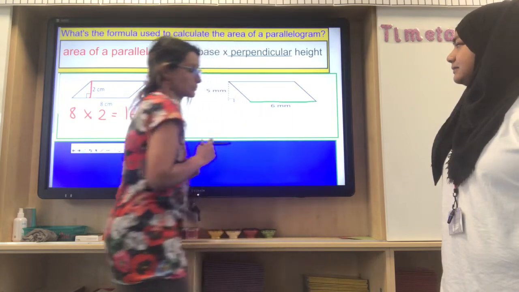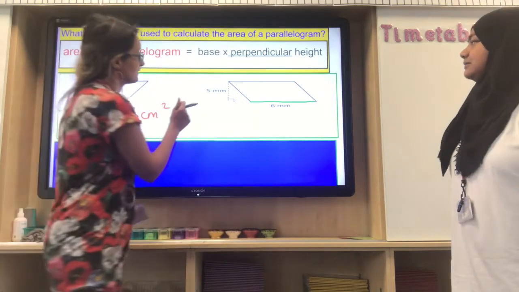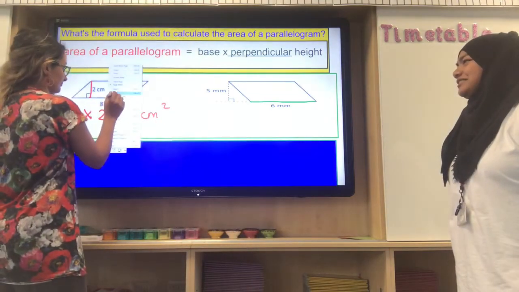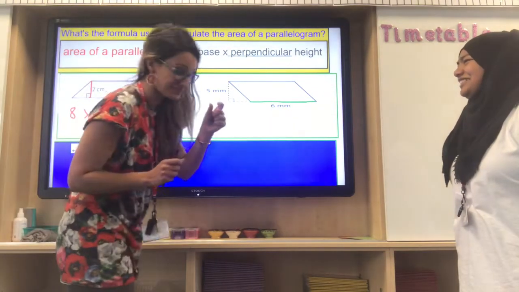part here. Gosh, this is a small parallelogram for 6 millimetres. Do you mean it's a big parallelogram for 6 millimetres? No. Well, yes, but I'm just imagining the real life one, it would be tiny.